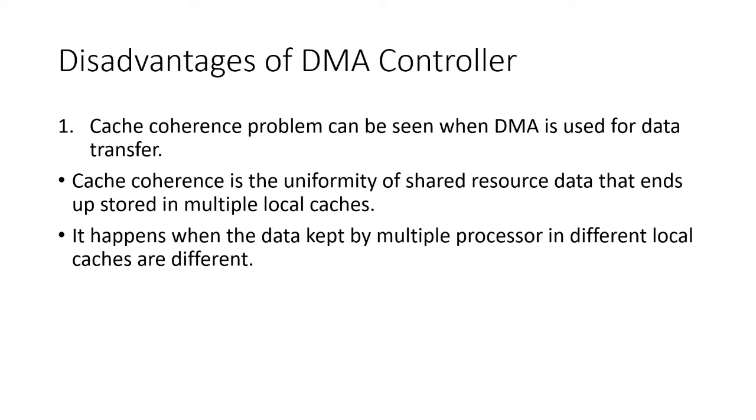Disadvantages of the DMA controller. One of the main problems of the DMA controller is the cache coherence problem, which can be seen when it is used for data transfer. Cache coherence is the uniformity of shared resource data that end up stored in multiple local caches. The problem happens when the data kept by multiple processors in different local caches are different.